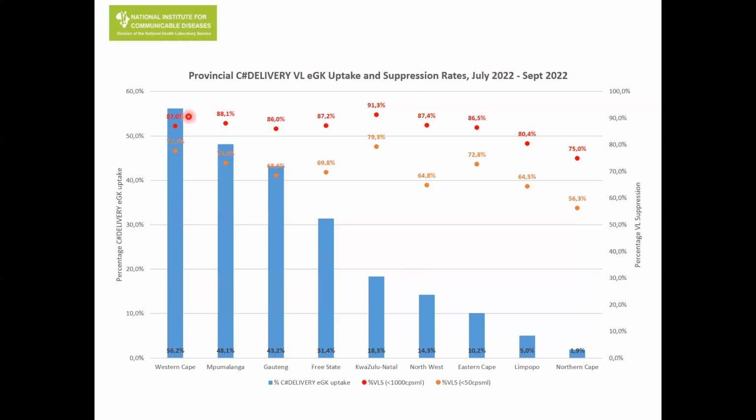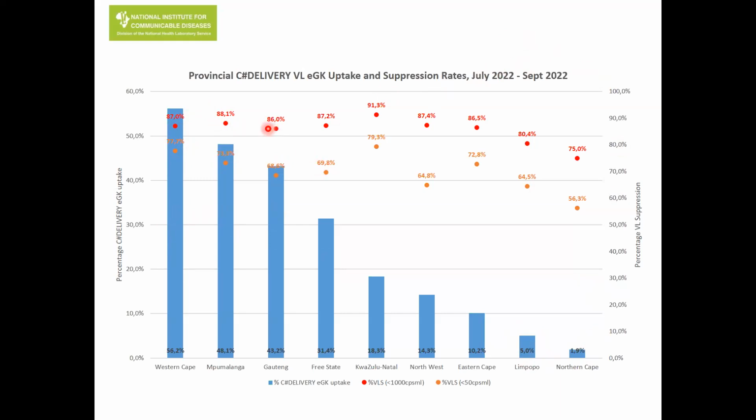And then we can also have a look at the viral load suppression rates, whether that's suppression at the less than 1,000 cutoff or suppression at the less than 50. Obviously, we define suppression differently. So UNAIDS targets are defined at less than 1,000. Our clinical guidelines define suppression at less than 50. So we generally like providing both.